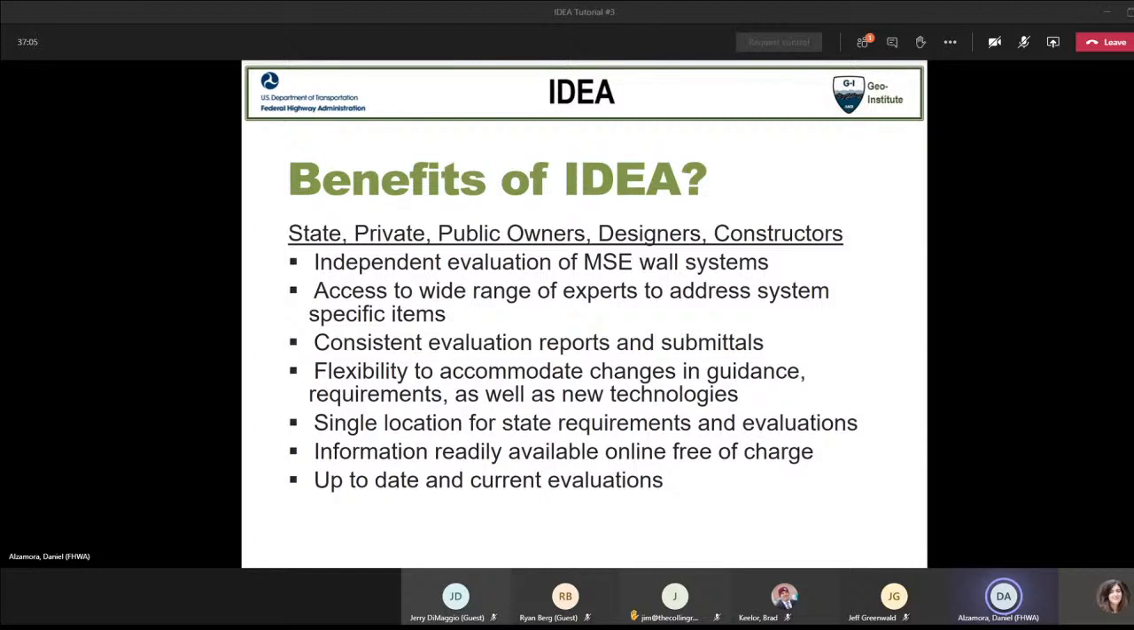These are independent evaluations of MSE walls. So that is, I think, a big benefit to all of the owners to be able to look at the information that's being provided by the suppliers and compare that to these evaluations to just reassure themselves that what is being provided is consistent with standard practice, and that the system components work together.